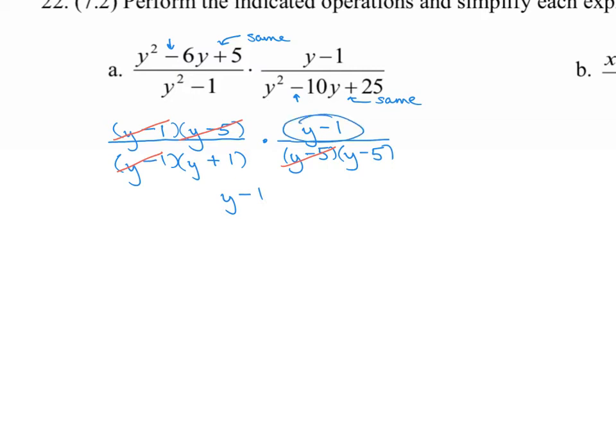Now we can write what's left over in the numerator. We have a y minus 1. On the bottom, we have y plus 1 and y minus 5. You can leave it in factored form. You do not have to multiply this out.